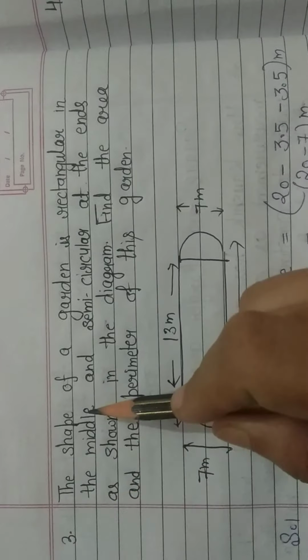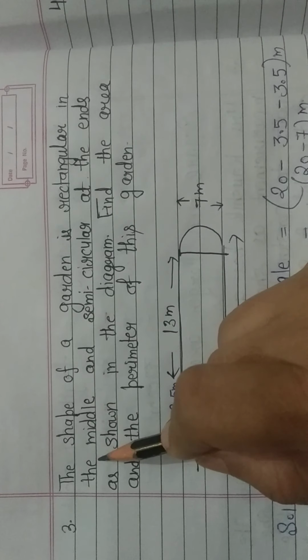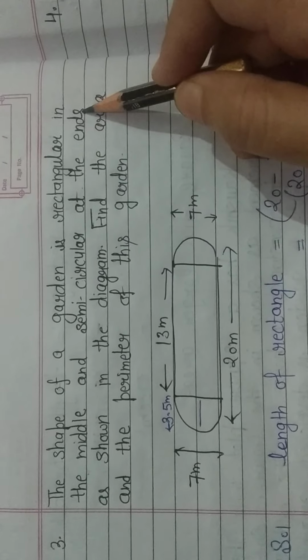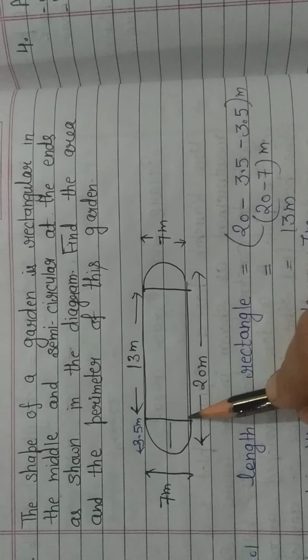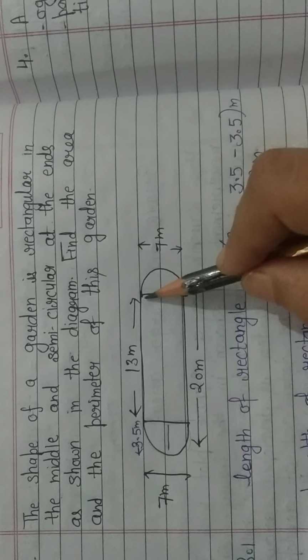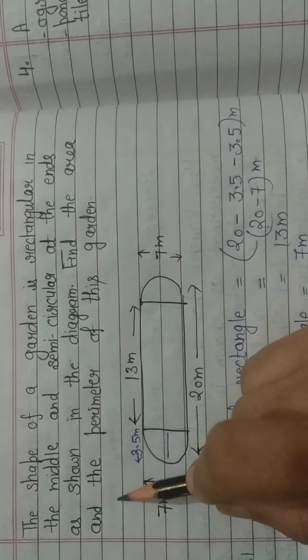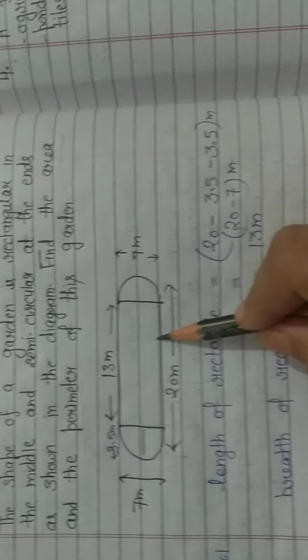Now what is question number 3? This is the shape of a garden, rectangular in the middle and semicircular at the ends as shown in the diagram. This is a garden. In between it is rectangular and at the ends these are semicircles. Now find the area and the perimeter of the garden. Area and perimeter.